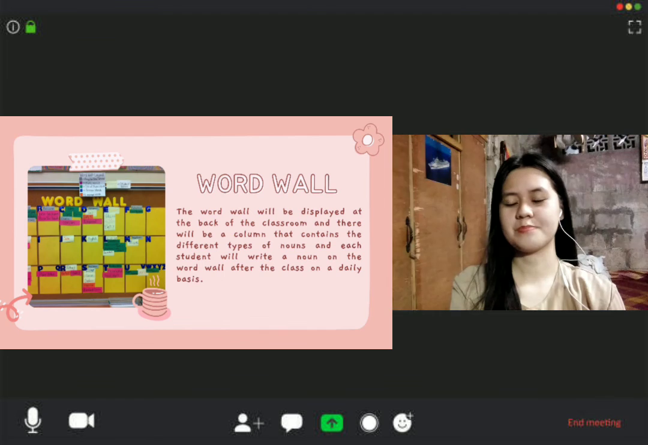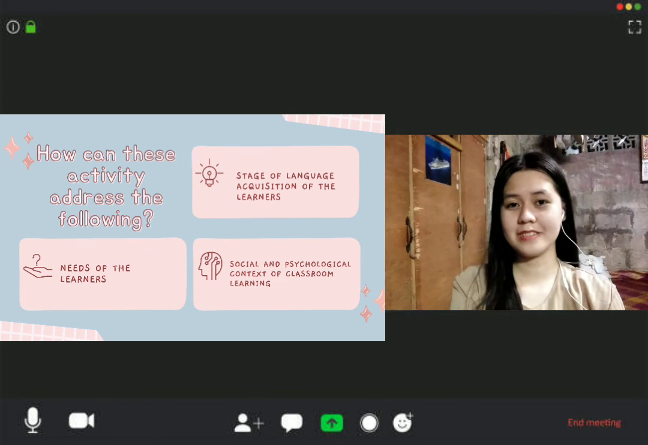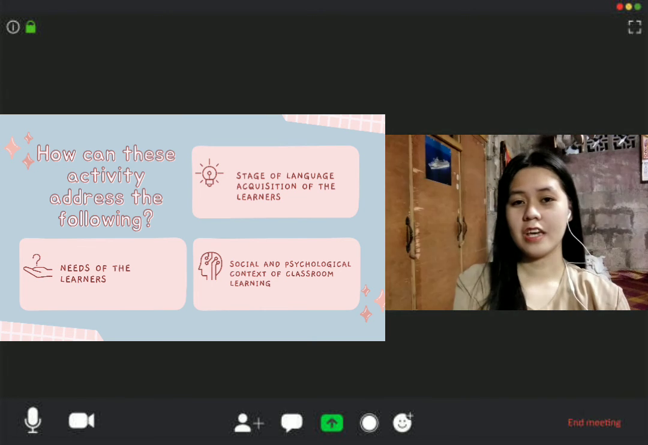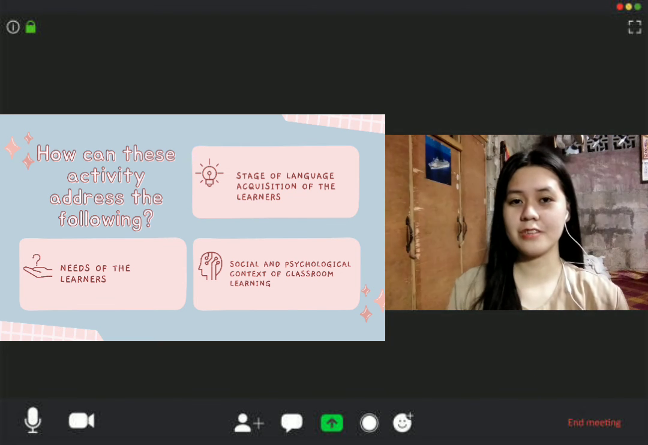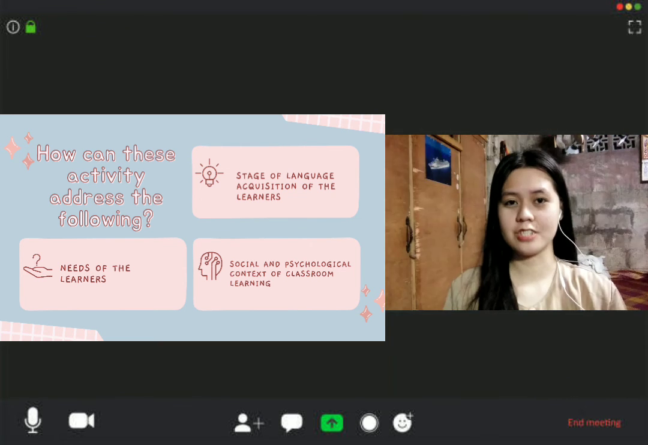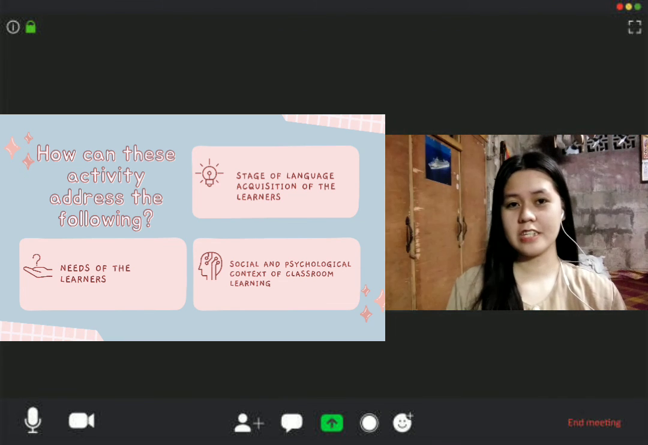So how could this activity address the needs of the learners? These activities that were mentioned would address the needs of the learners because it integrates visual, auditory, and kinesthetic learning methods. It will help them to improve their memory and critical thinking skills, and it will boost their self-confidence because this activity allows them to share their thoughts and ideas to their peers.